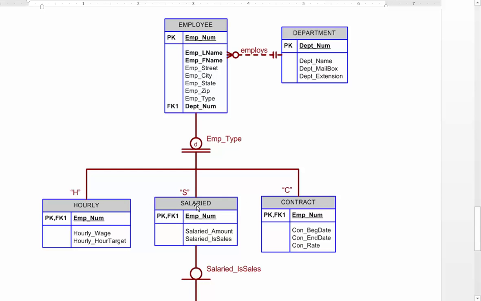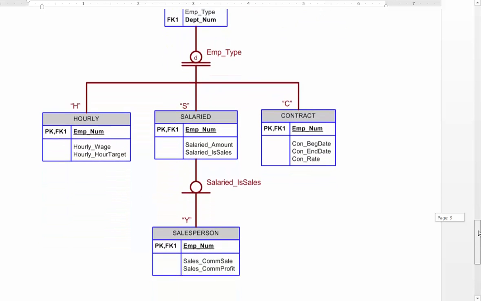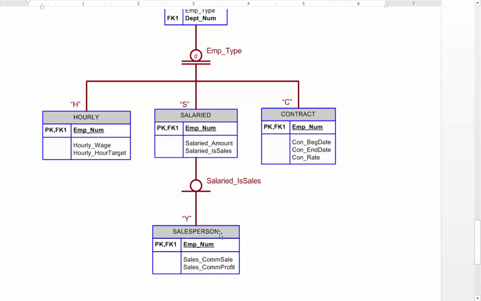Now, if we look at salaried and salesperson, they are synonymous, as we have here. It is only a partial. Looking at that information, notice that a salesperson is the same as a salaried person. It is only a partial completeness.